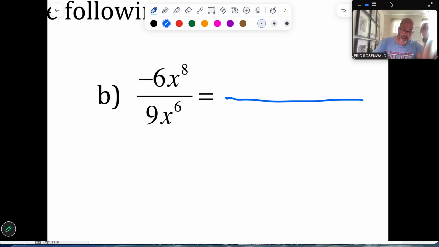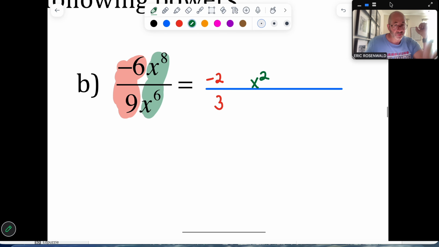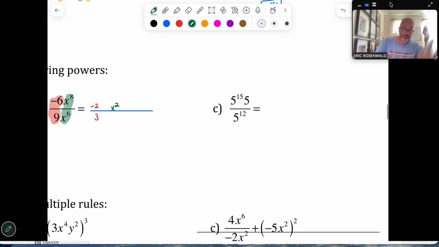All right, part by part here. Let's go ahead and work through this. We'll look at the numbers in front. We have negative 6 over 9. If I reduce that fraction, divide both by 3, that's going to be negative 2 over 3. And then if I look at the x's, we have 8 and 6. So who's going to win the battle? The top is going to win because it has 2 more. That's it. Negative 2 over 3, x to the 2nd.